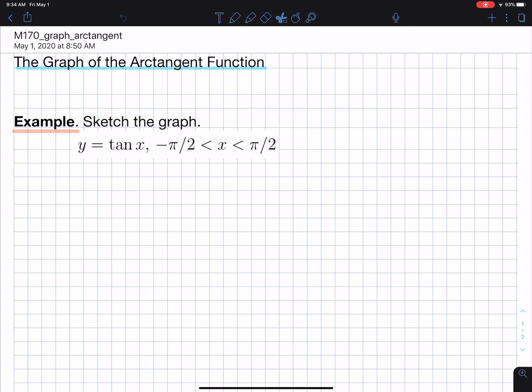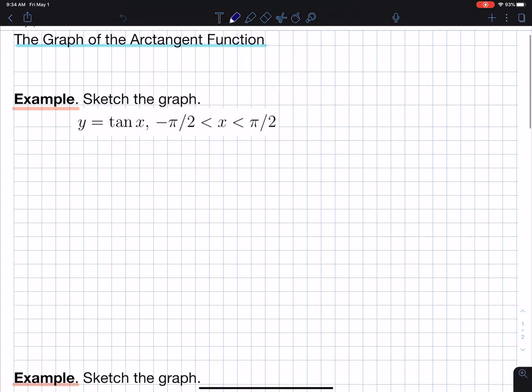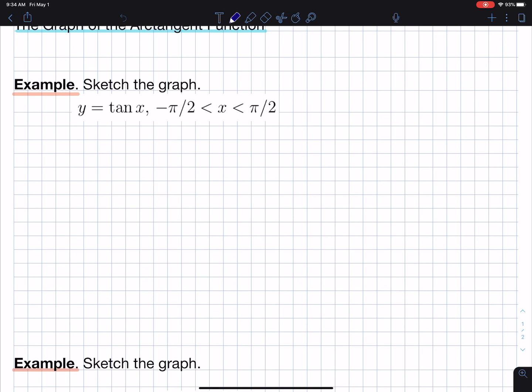All right, here we're going to go over the graph of the arctangent function. So to begin with, what we're going to do is sketch the tangent graph, and then from there sketch the graph of the tangent inverse. Actually, what I'm going to do is a modified tangent graph where we restrict the domain, and I'll explain why we'd want to do that.